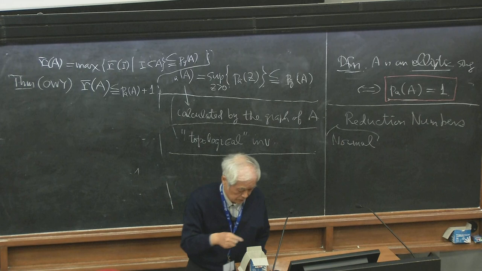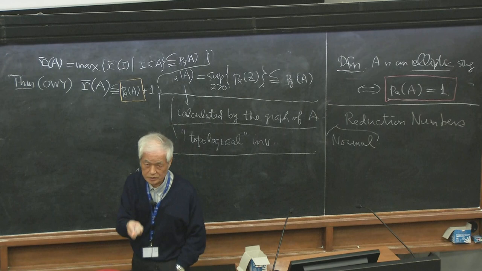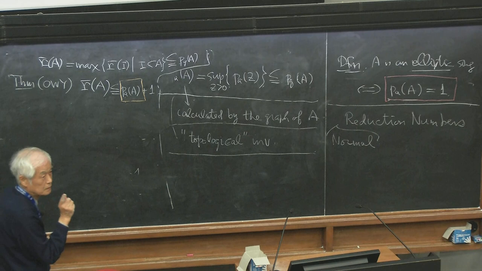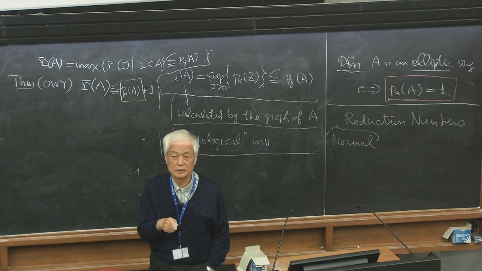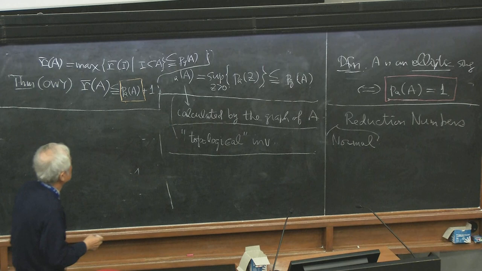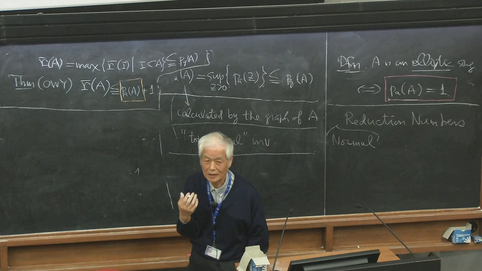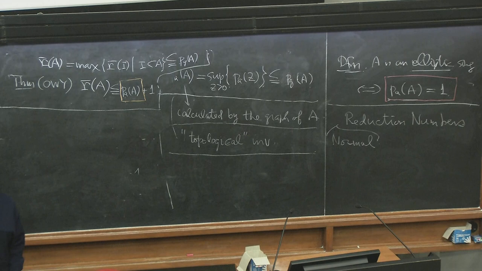As I said before, this invariant is a topological invariant for A. And such an ideal-theoretic invariant is described by such a topological invariant. And so we would be very happy if we had the converse, but unfortunately, this is not the case.